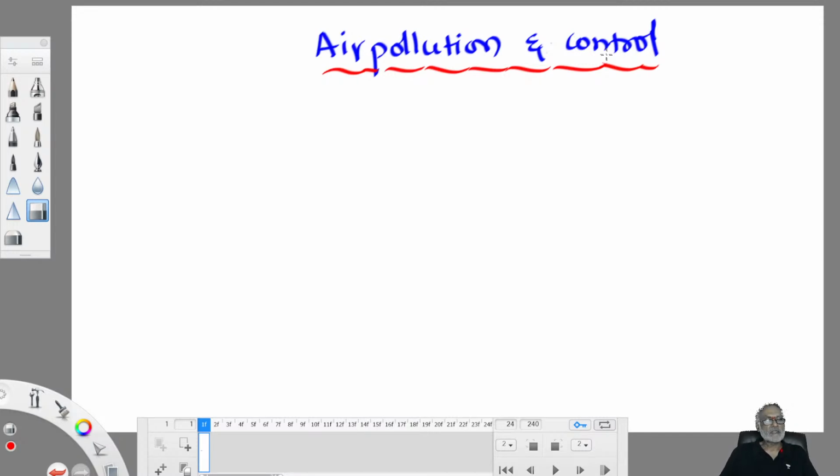And not only that, the air we breathe has direct contact with the sensitive organs of the human body. Therefore, the health of human beings depends on the quality of air that we breathe. If air is polluted, that affects our health also. So therefore, there is a concern about air pollution.